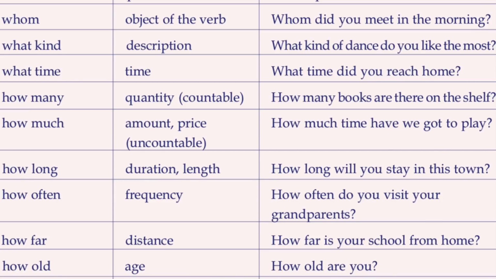How many? Quantity. How many books are there on the shelf? Two books are there on the shelf. How much? Amount, price. How much time have we got to play? We have got one hour to play. How long? Duration, length. How long will you stay in this town? I'll stay one month in this town.